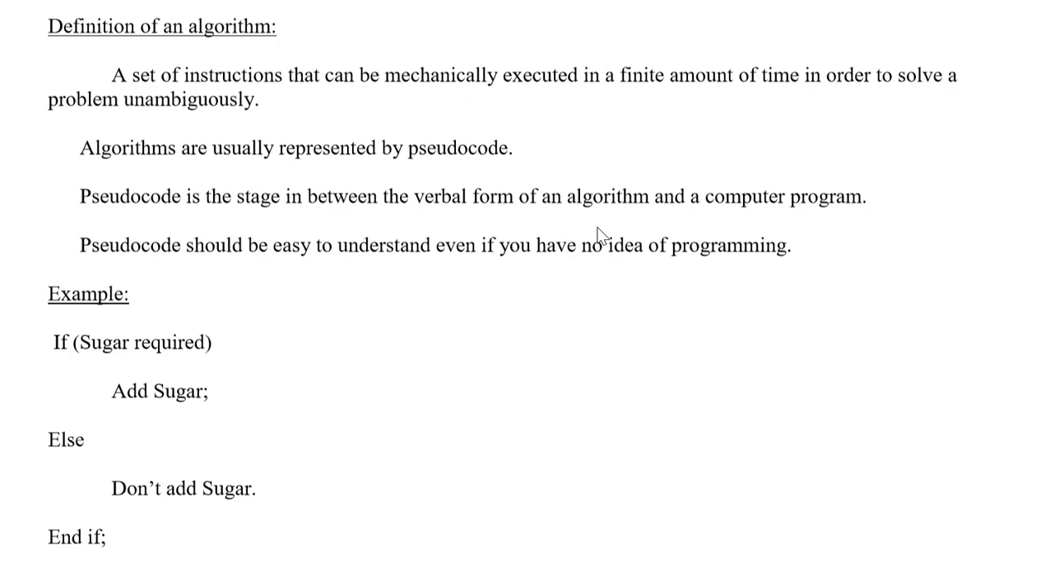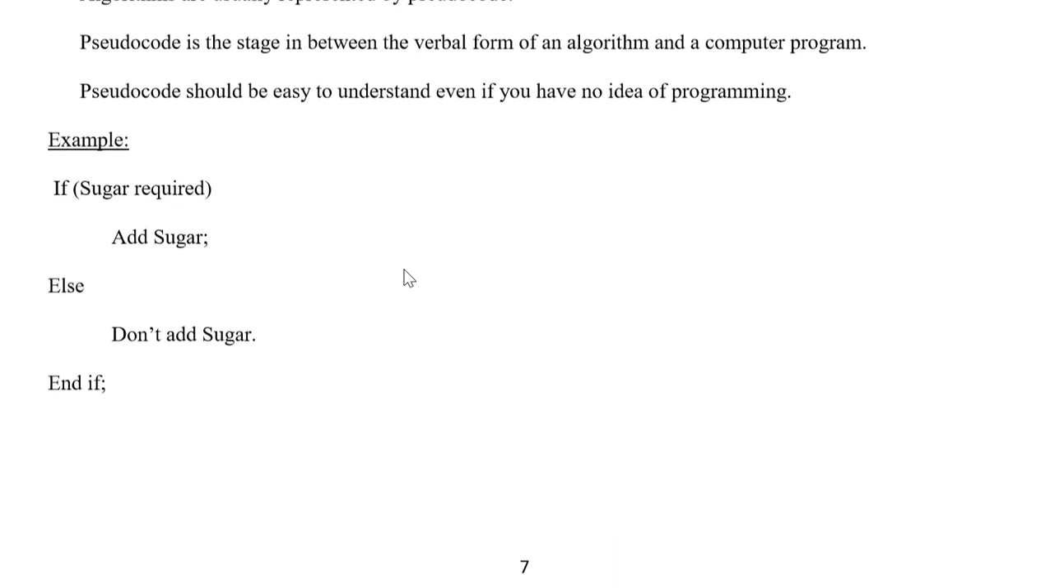Pseudocode is the state in between the verbal form of an algorithm and the computer program, like either Java or C or C++. The pseudocode should be easy to understand even if you have no idea of programming. So like this one, it's very easy to understand. If sugar required, add sugar, else don't add sugar, end if. So this is an if-else statement, and most of Java language or C will be written similar to this, except we do some semicolon sometimes at the end of the statement.